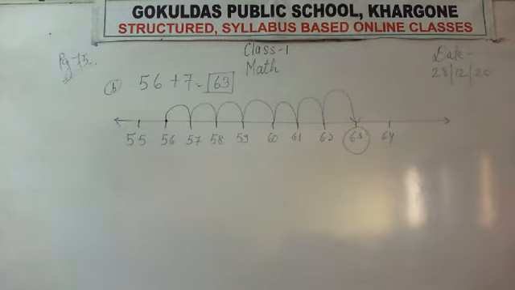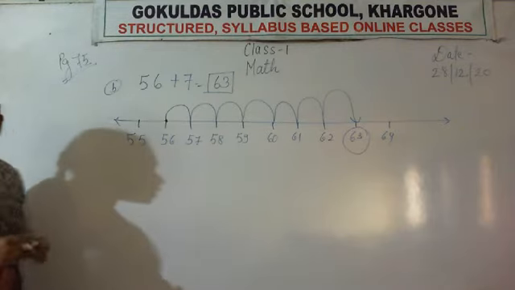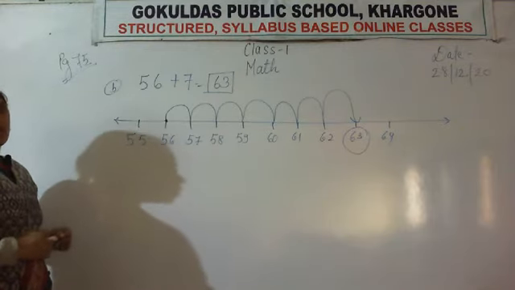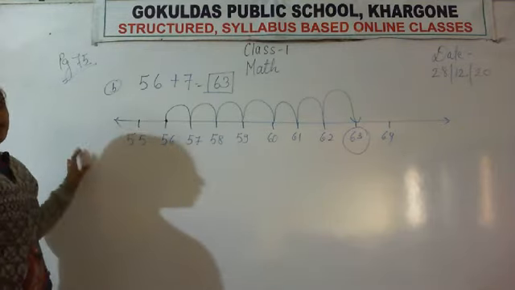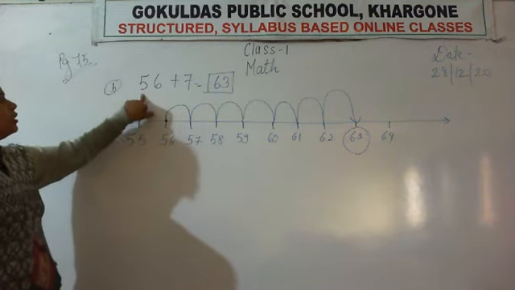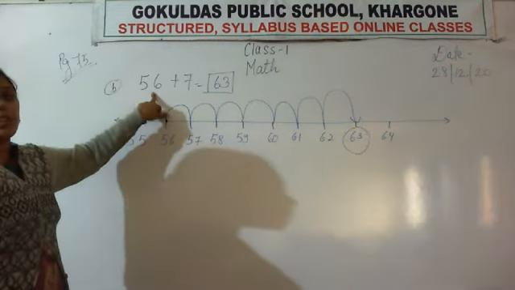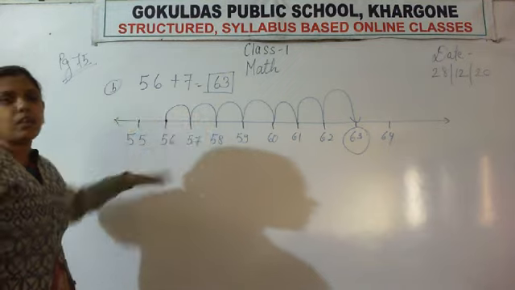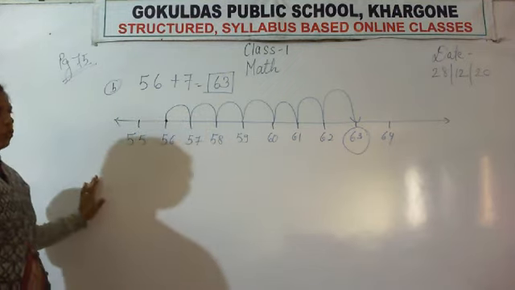Write fast. I hope all of you have understood how we are adding numbers on the number line. Okay, first draw a line and write the numbers. Identify what is the first number here, 56. That means we write numbers from 55. Okay.